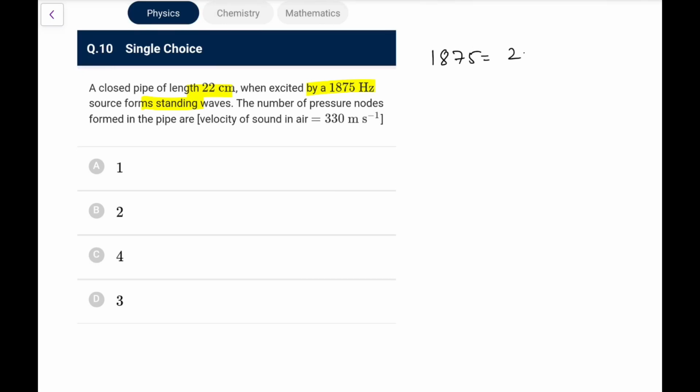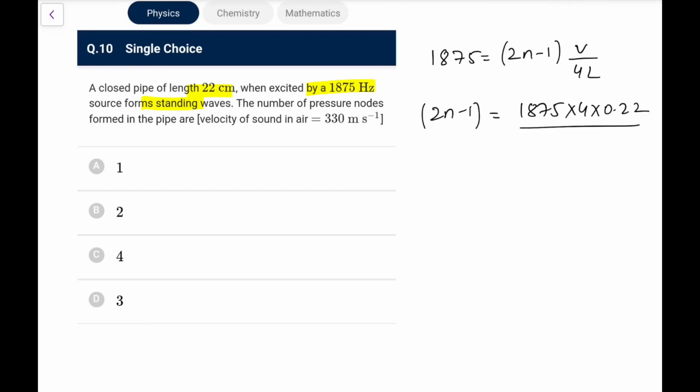1875 would be equal to 2n minus 1 times V by 4L. So this 2n minus 1, or the mode which we are getting, we can calculate as 1875 into 4 into 0.22 upon V, which is 330. So what we are left with, 11 table, this will be, let's say 22 by 100 I can write. So it would be 2 and it would be 30. So now in the 3 table, I can make it out, it is cancelled. So it would be 8 into 10 to the power 3, 3 are divided, so it would be 6 to 5. So 6 to 5 into 8 into 10 to the power minus 3, that is what we are getting.